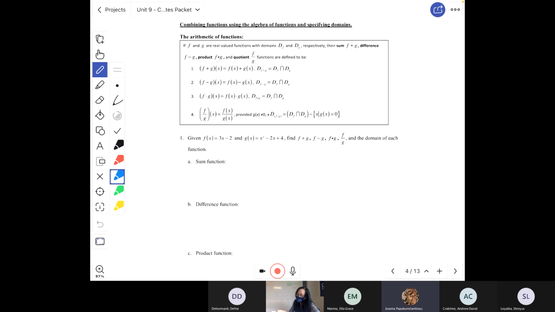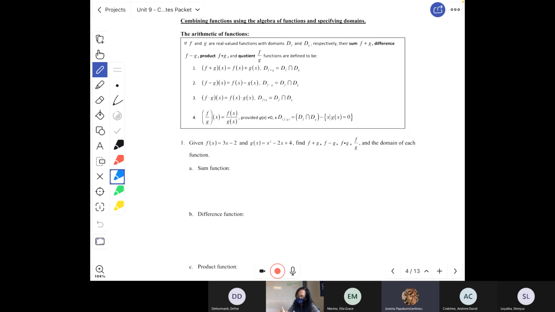Now, let's go ahead and perform some arithmetic operations. So now we're looking at combining functions using the algebra of functions. So what do I mean by arithmetic operations? I mean taking the sum, taking the difference, taking the product, taking the quotient of two functions.